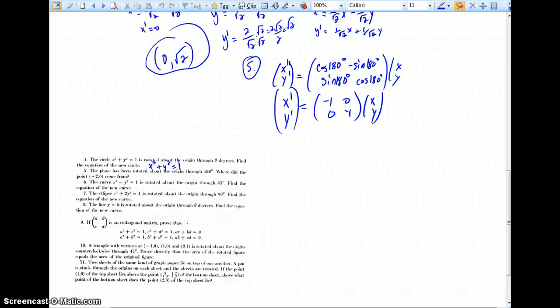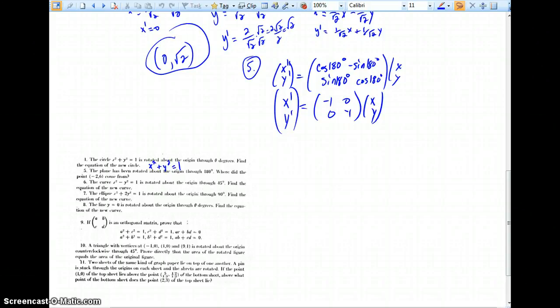Finishing up problem number 5 where we left off at the end of the last video. Unfortunately, we only have a 15-minute time limit. But for number 5, we had a rotation about the origin through 180 degrees, always counterclockwise, just as we studied in trig. Where did the point (-2, 6) come from?